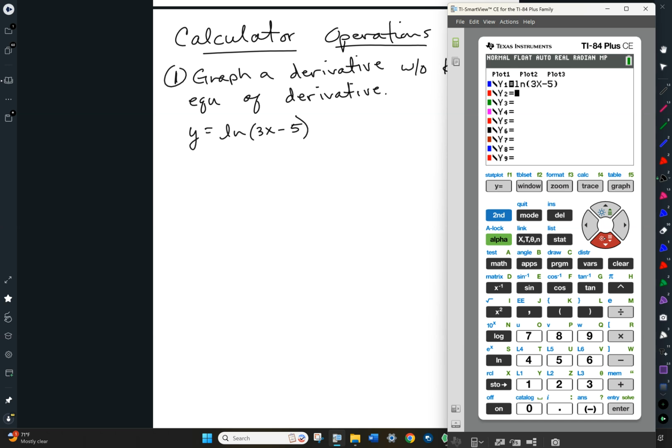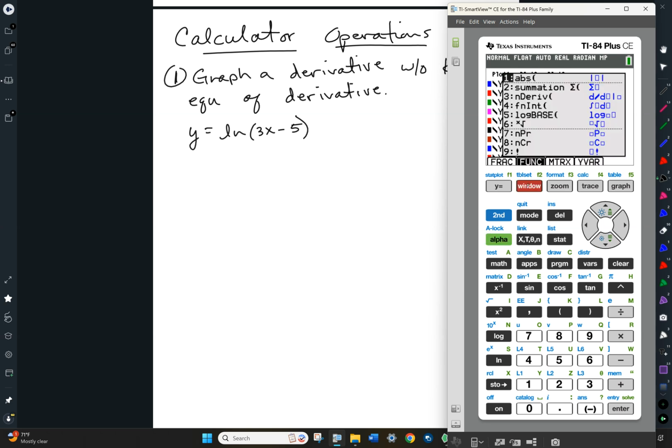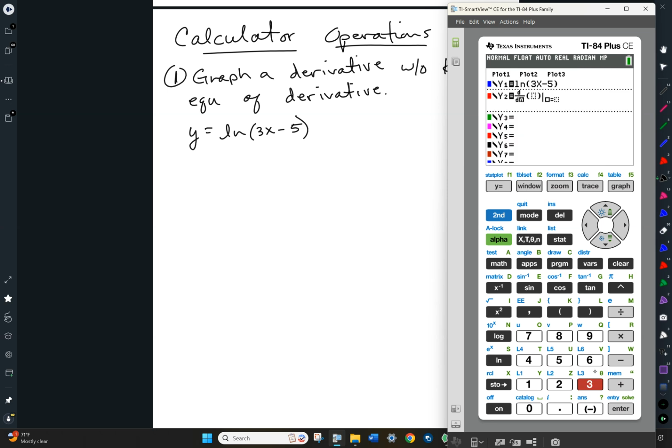And in order to get derivative, you're going to press alpha window. And then you see number 3 says nDeriv. So we're going to choose number 3. And so that first box that's flashing right now is you're telling the derivative what it's going to be in terms of. So that's always going to be an x. So this means the derivative in terms of x. In the next parenthesis, you're going to tell it what you want to take the derivative of. Since I want to take the derivative of y1, I'm going to put in there y1.